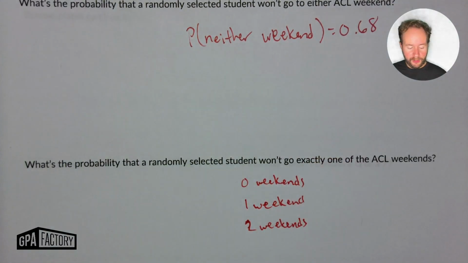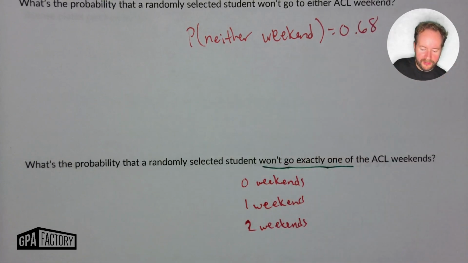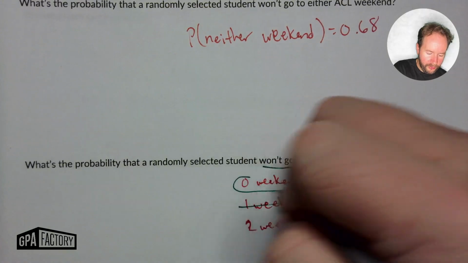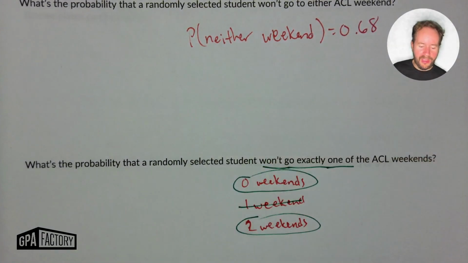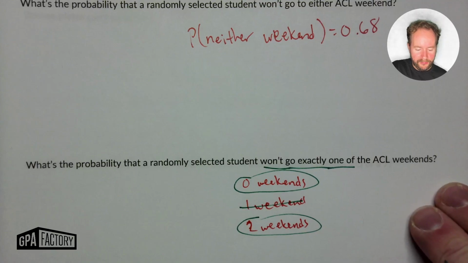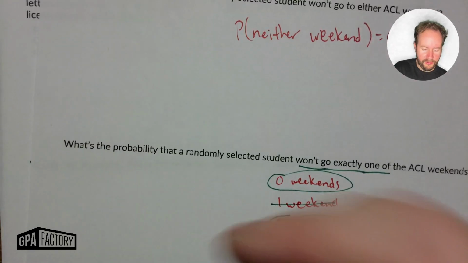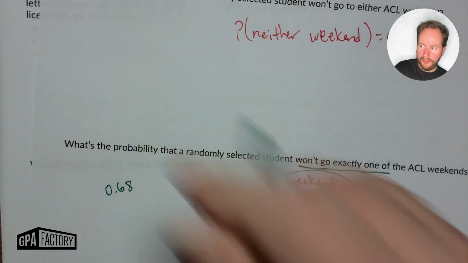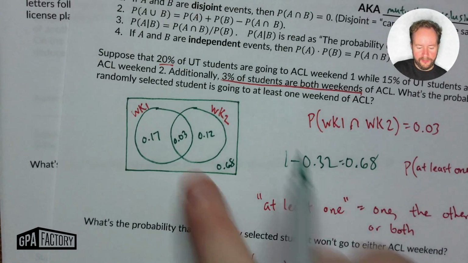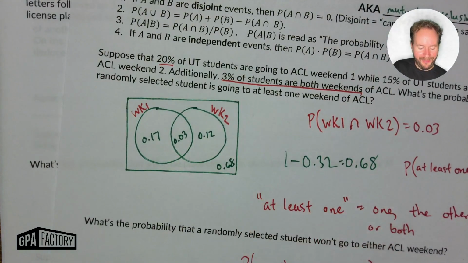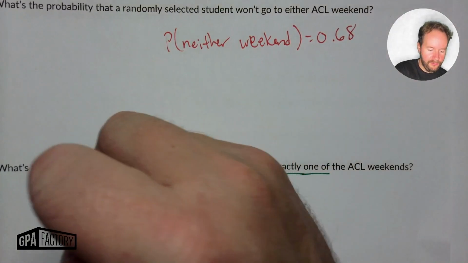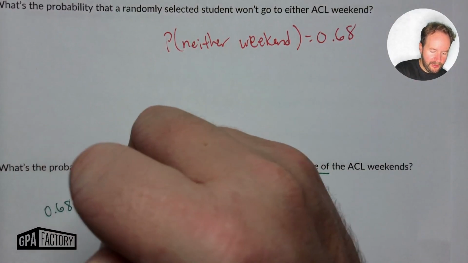That's all that's possible up here. But we want the cases where you won't go to exactly one. So 0 or 2 are the cases that we want. 0 weekends is 0.68. So let's write that one down, 0.68. And then 2 weekends is 0.03. So we're going to add that one on top of the 0.68 for an answer of 0.71.